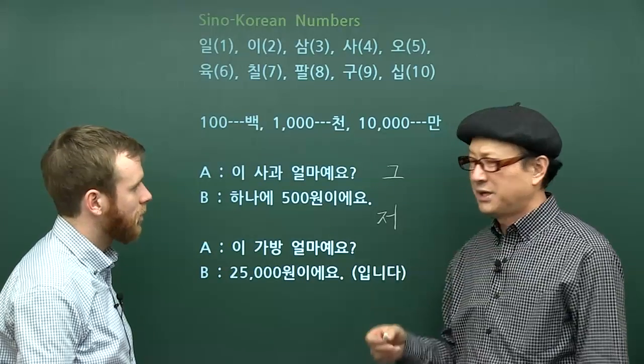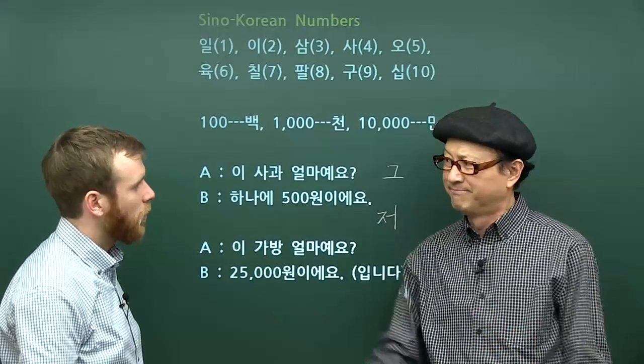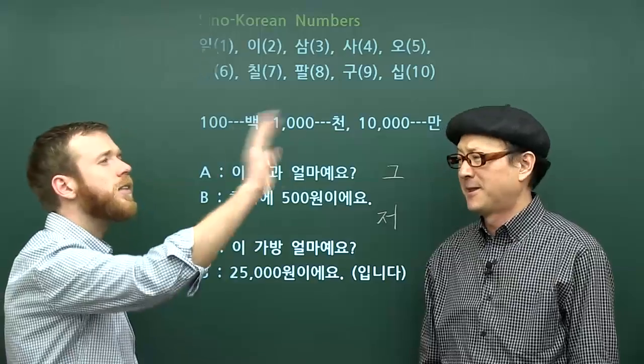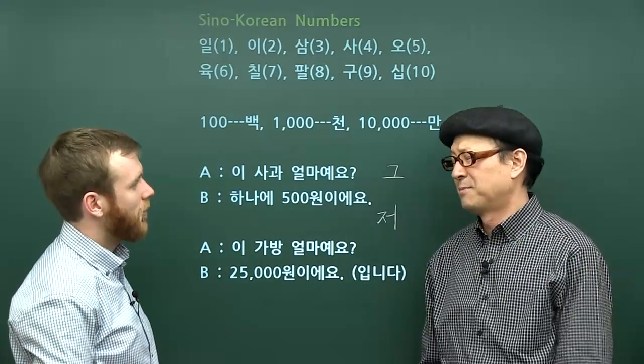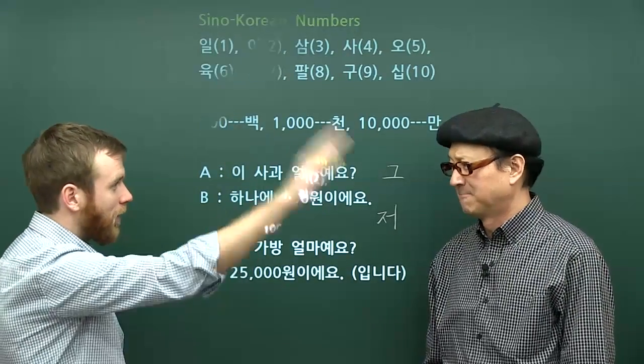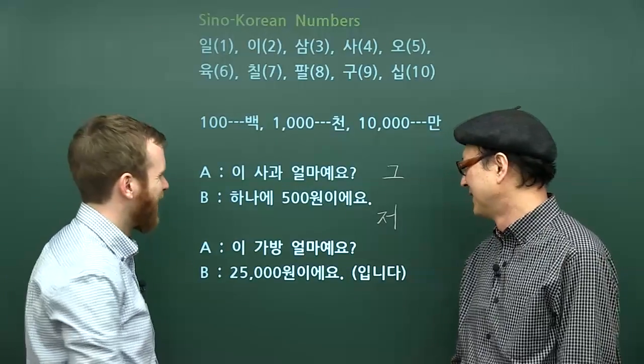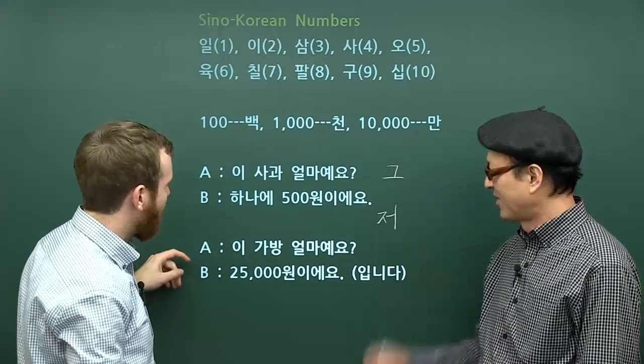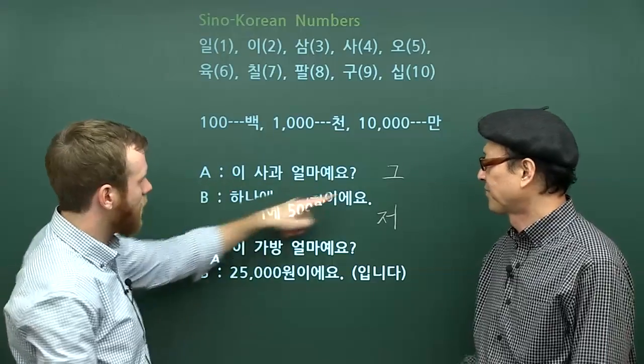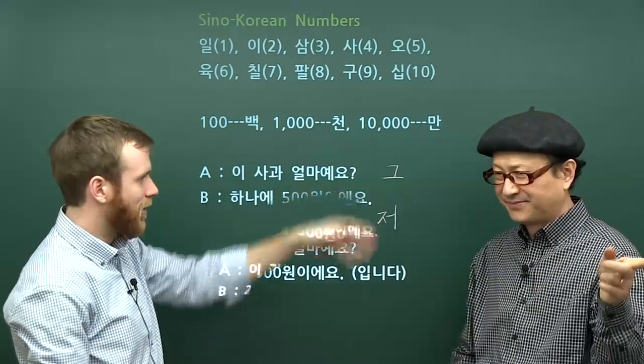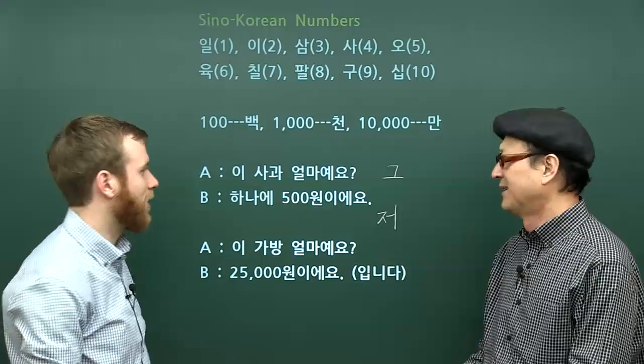저. 그러면 it's far from both people. So something over there in the distance, far away. 저 사과 얼마예요? That apple at the end of the shop. Got good eyes. 저. All right. So that's good. So this, that, and kind of over there, the one over there. Okay.